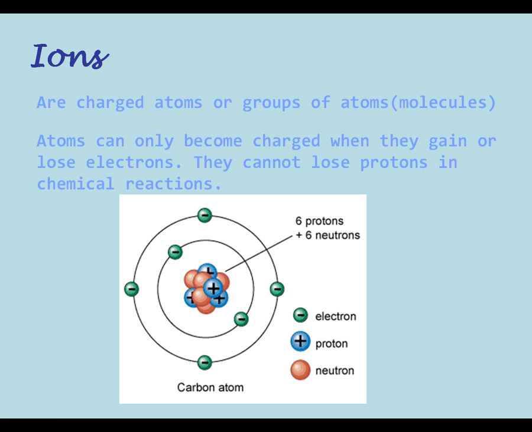When we look at the structure of an atom, we see that the protons are in the nucleus, but the electrons are around the outside of the atom. So it's much more likely that the electrons are going to be lost or gained during atomic collisions, such as those that occur during reactions. So ions are only formed from the gain or loss of these electrons.